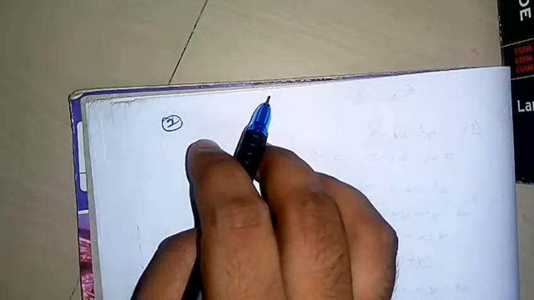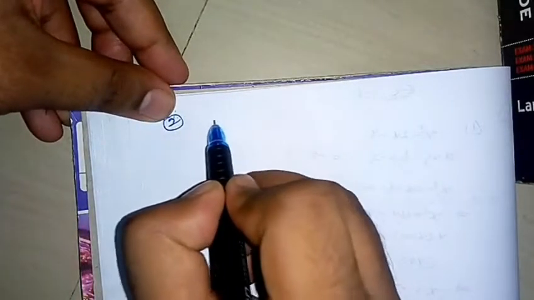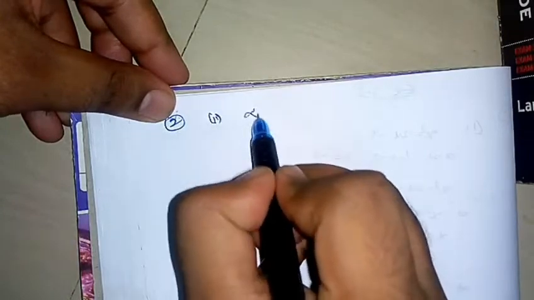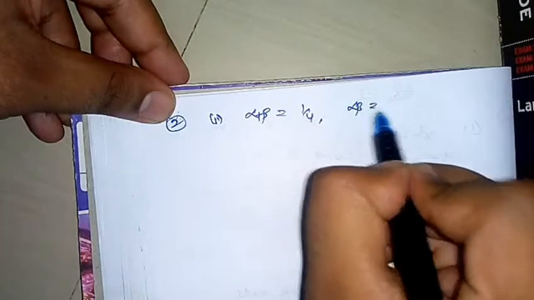Let's do second bit. Find the quadratic polynomial in each case when the given number has the sum and product of its zeros respectively. So given sum of the roots and product of the roots, alpha plus beta is equal to 1 by 4, alpha beta is equal to minus 1.